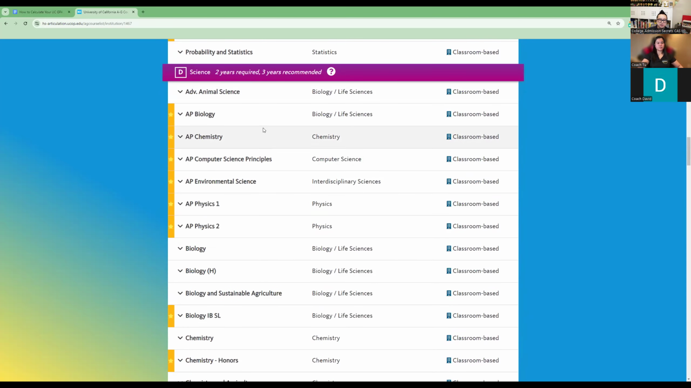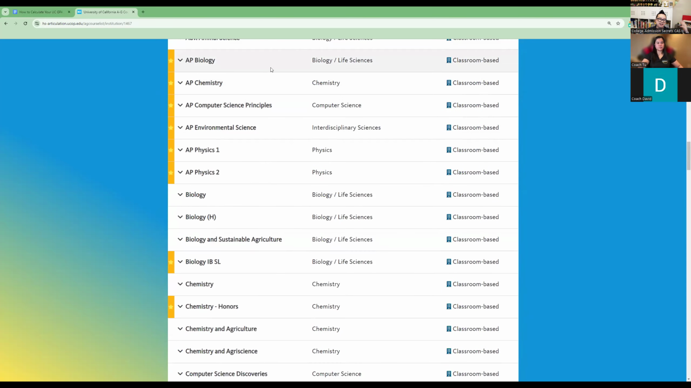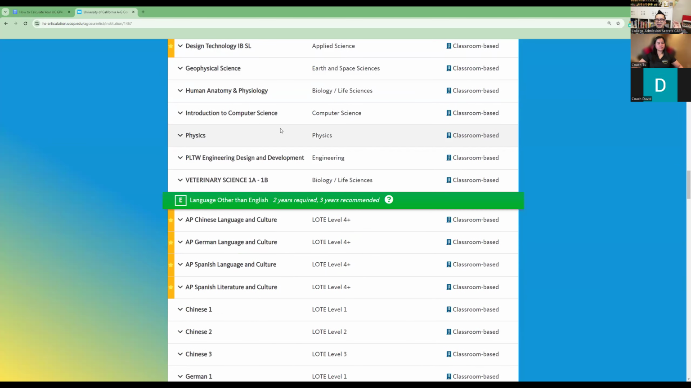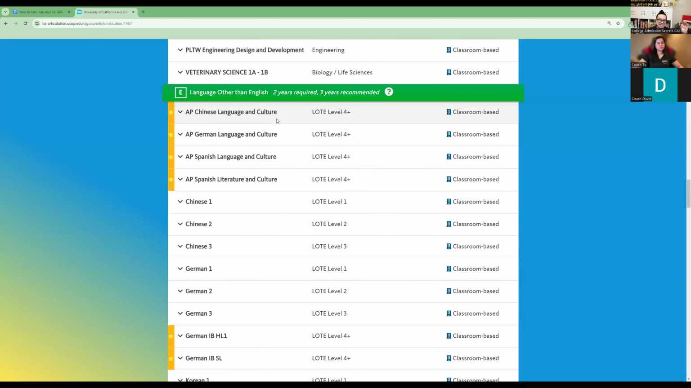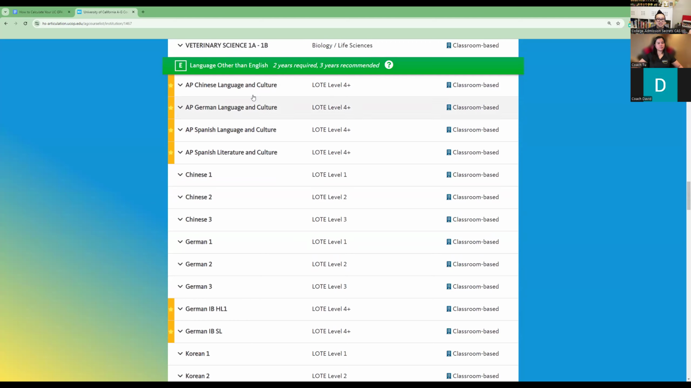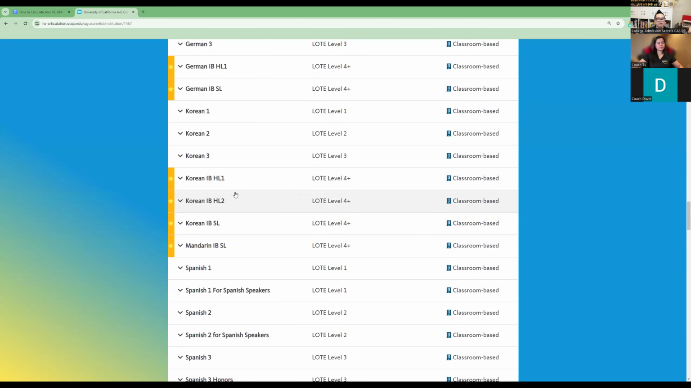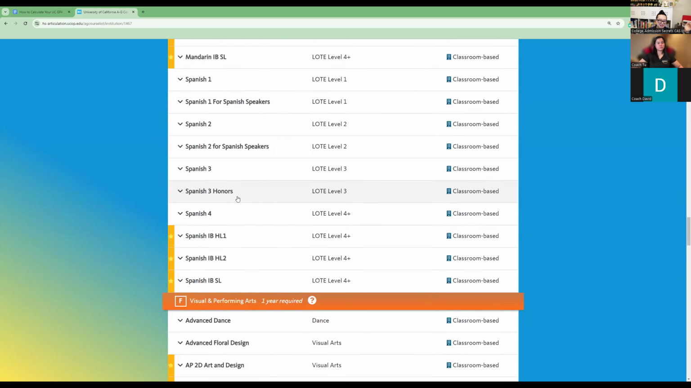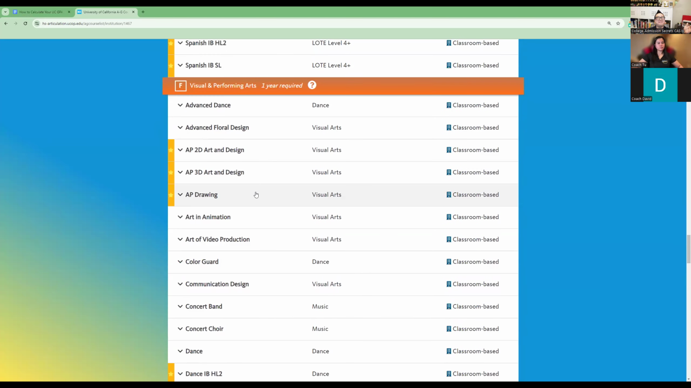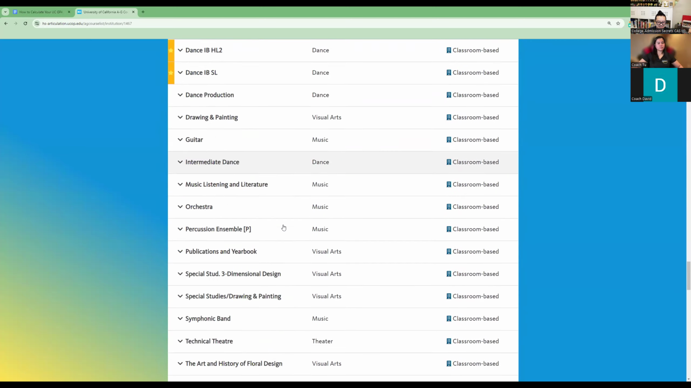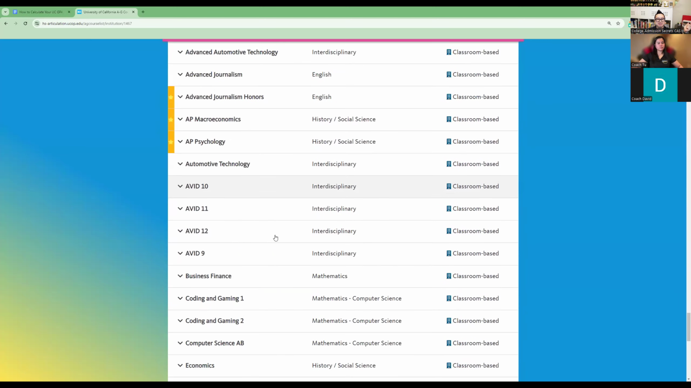The science, 2 years required, 3 years recommended. You can see here the AP bio, like Coach Stu mentioned, the bio, the chems, the environmental science. CSP, though, look at that. CSP is an area C class, right? So, sorry, area D class. Area D class, yeah. English, a language other than English, you can do it here. You can see this, oh, your school offers German. That's kind of cool. Korean, Mandarin, Spanish. F is performing arts, taking these classes here. And area G is going to be your elective, right?